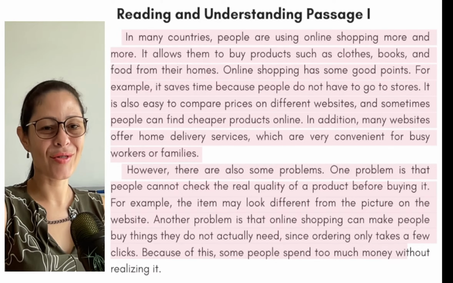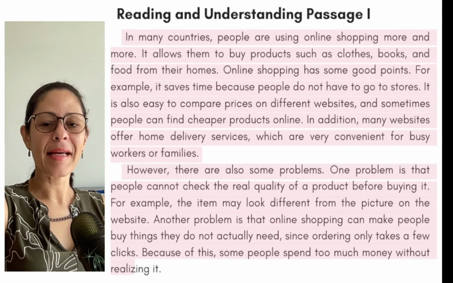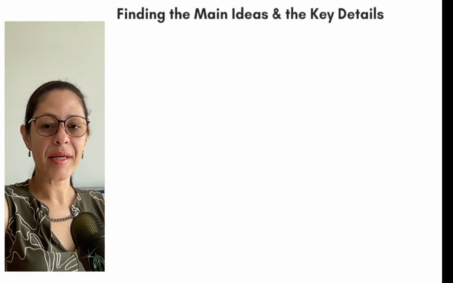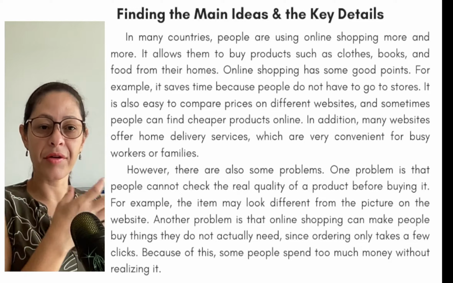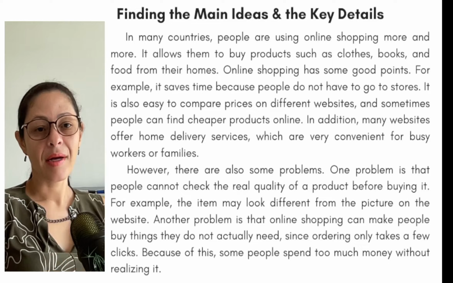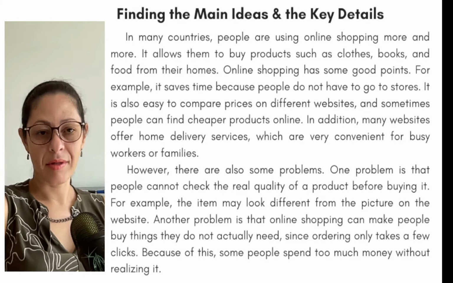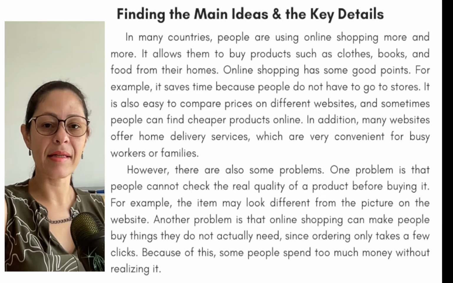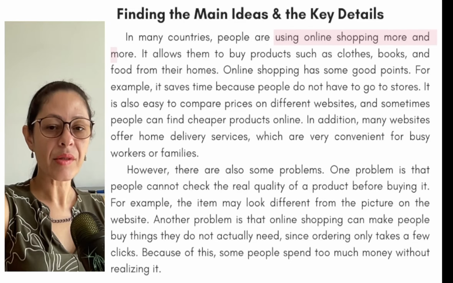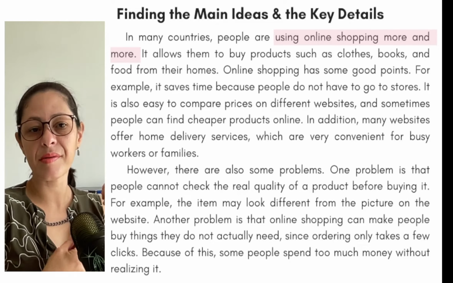So this can really be an issue, right? But let's understand our passage, okay? The first thing, what is the passage about? That's what we have to ask ourselves. And as we go back, we can see that we have the good points and the bad points about online shopping, right? So I can only conclude that the main idea is online shopping. And in the first sentence it says, in many countries, people are using online shopping more and more. So this means that the number of online shoppers is increasing. Okay, so this is my main idea.